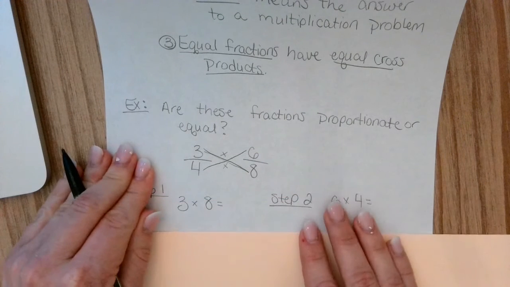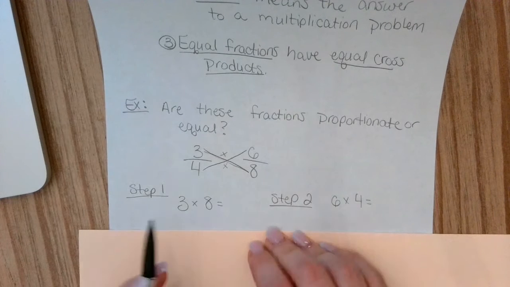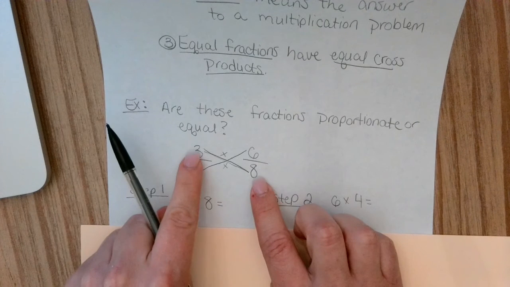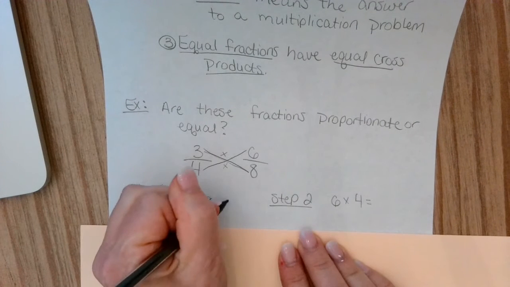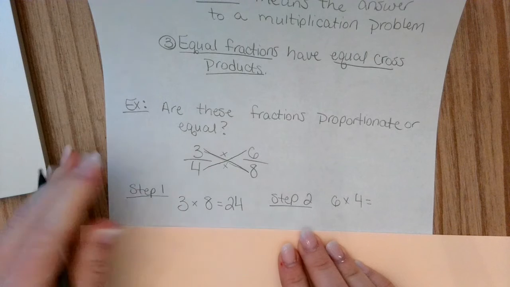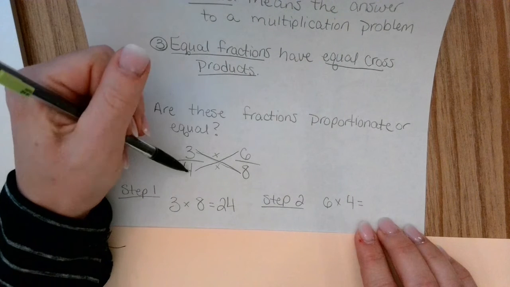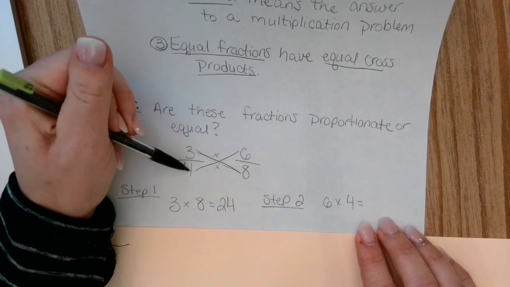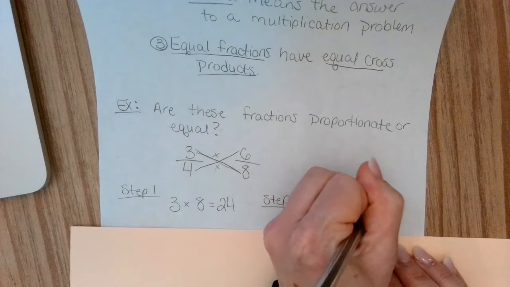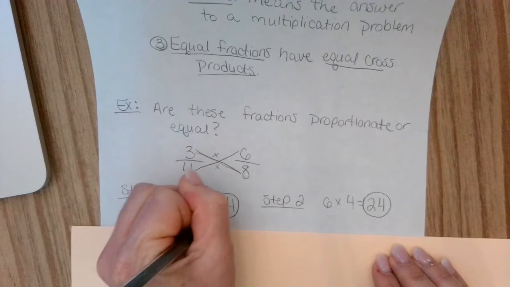So step 1, you would multiply 3 and 8 because they are diagonally opposite of each other. And I get 24 as my answer. And then step 2, you would multiply the 6 and the 4 because they are diagonally opposite, and again, when I do that, I get 24. So that means that those fractions are proportionate.